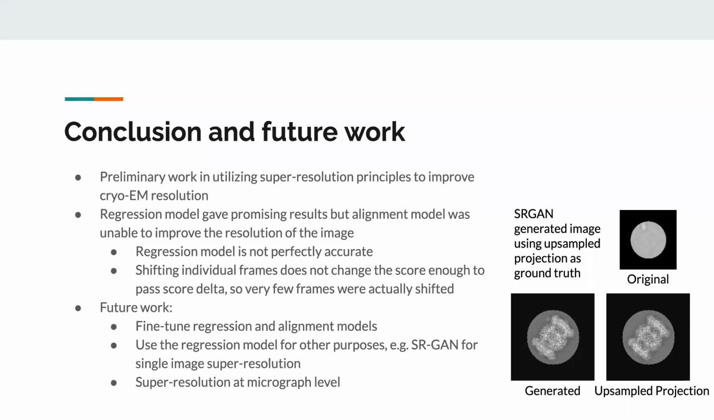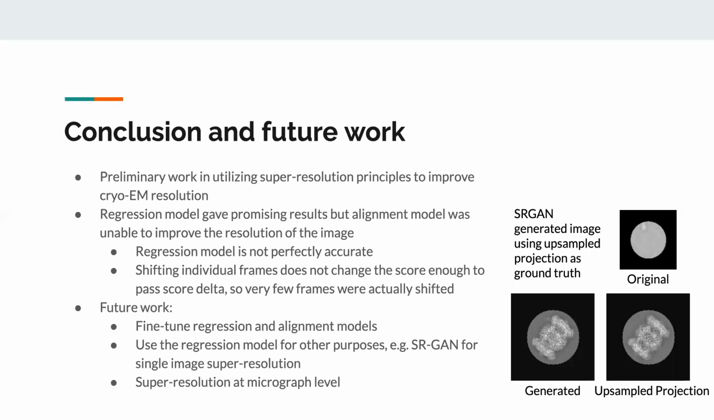Future work can be done in fine-tuning the regression and alignment models. For the alignment model, we could group frames into groups of 5 or 10, so that each movement will give a larger score change. We could also take a step back and test the model by purposely misaligning the frames to see if the alignment model is able to move the frames back to the original correct position.